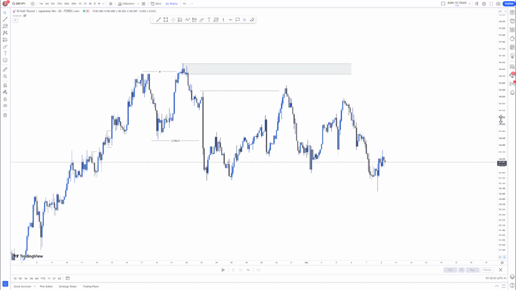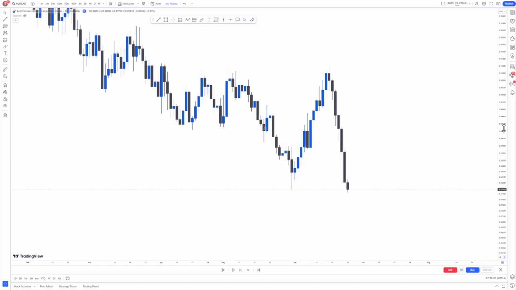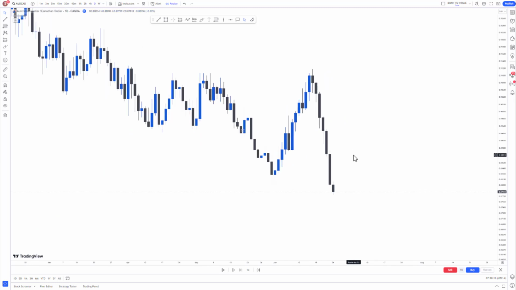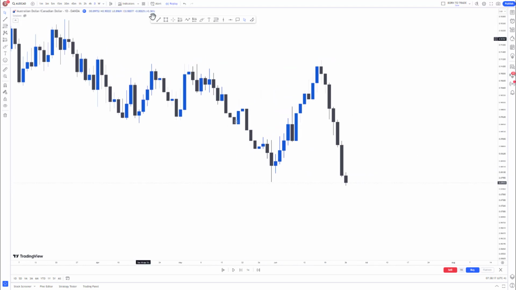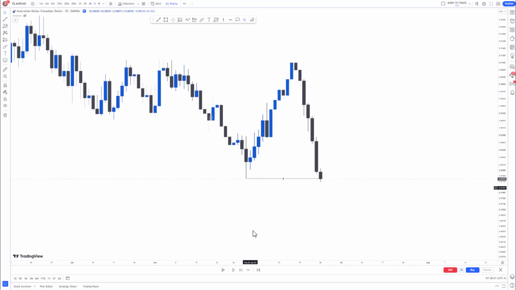So let's go to the second example. So here is the second example. From what you can actually see, price has been in downtrend. We see this push to the downside, a pullback, and a continuation to the downside. Now what you can actually see is that price sweeps the sell side liquidity. See that, and you can label it as your liquidity sweep. Now let's see what we have.